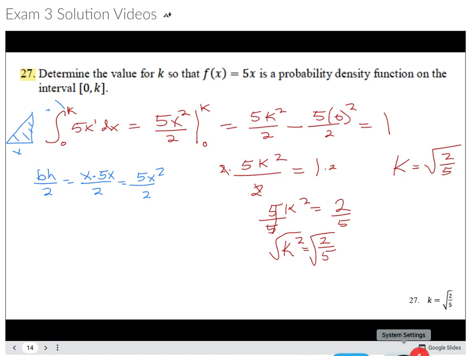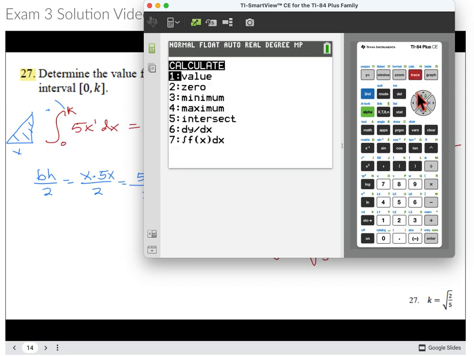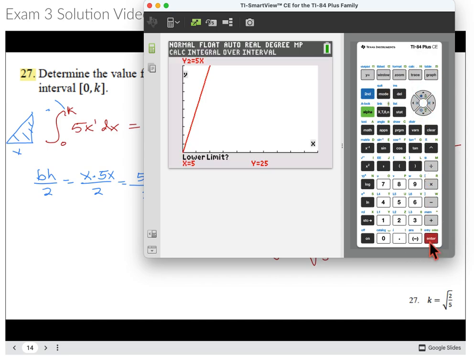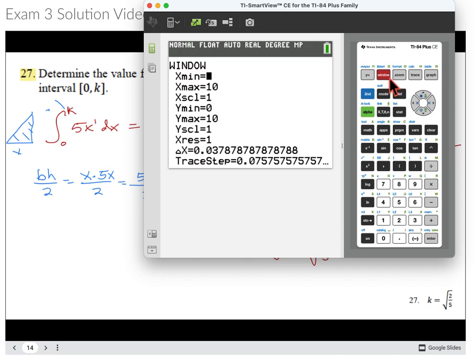Using the technology, you can do a guess and check. Second calc, we're going to go with the lower limit of 0, enter, and then maybe an upper limit of 2. Let's just try that. We see, oh, 10, way too much area. Okay, so it's not an easy way. Well, I'll show you an easy way. We certainly don't need to go to 10, so let's just go to 5.